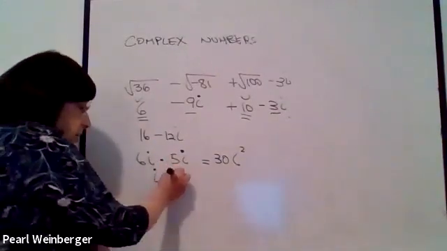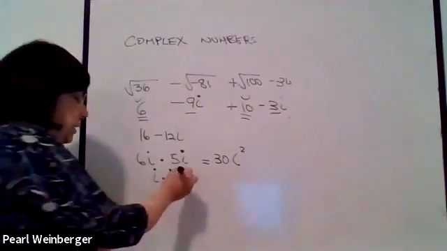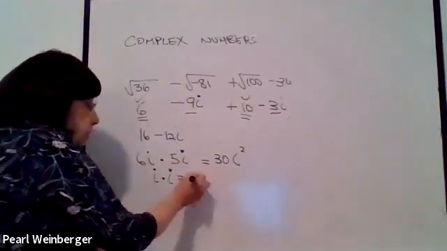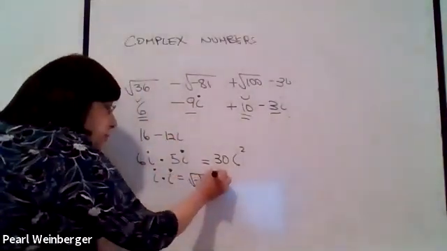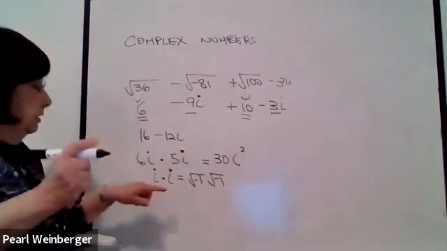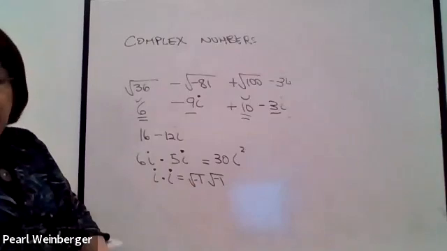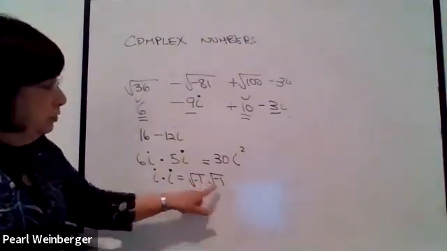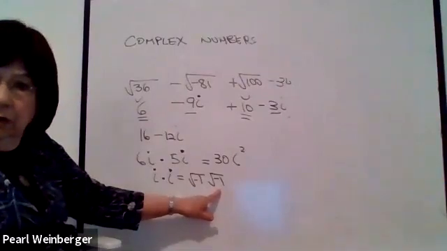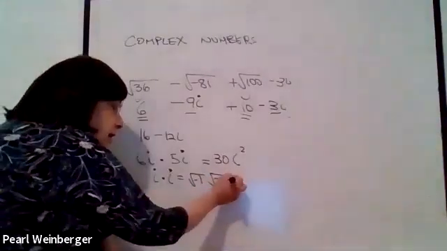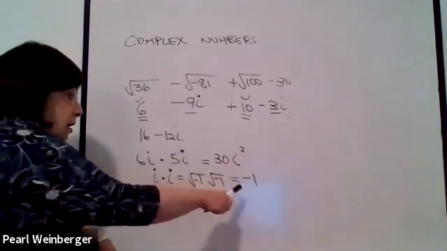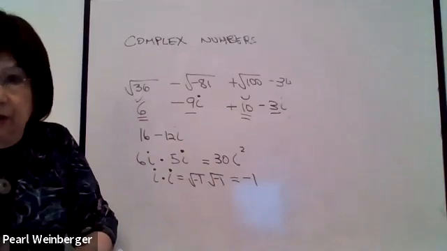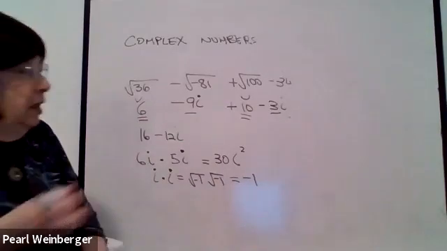That's i squared. Well, if you think about it, remember what i stands for. It's not -1, it's the square root of -1. So I am multiplying the square root of -1 times the square root of -1. And what happens when I multiply a square root by itself? You just get that number, right? It gets rid of the square root. In other words, when I multiply the i by itself, it gives me -1.